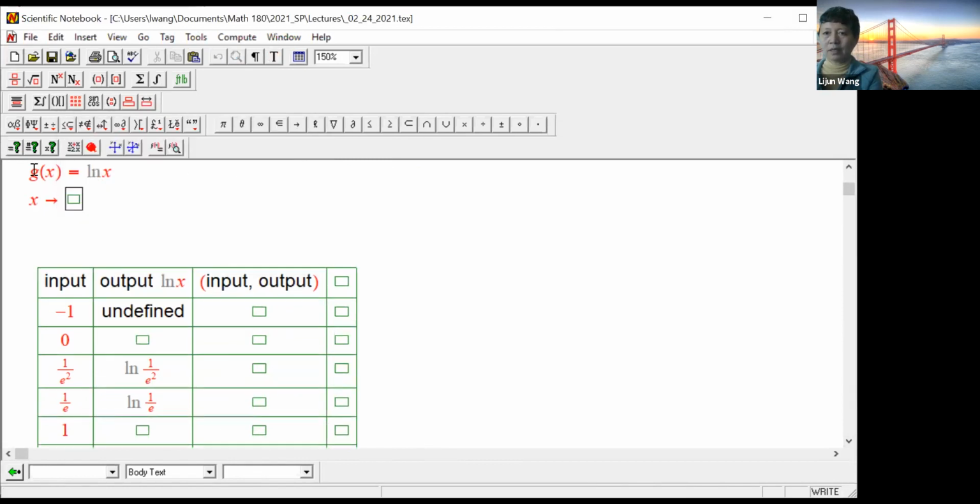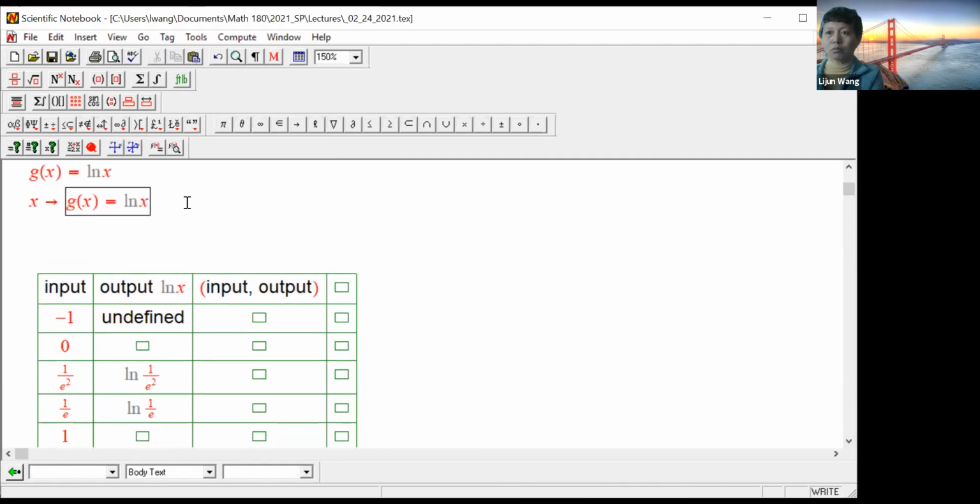Okay, and that function has a rule. That function is a rule. It produces output. If it is a function, for every input in the domain, there must be a unique output in the range, right? There must be a unique output in the range. So now let's see what is the rule. Do you guys still remember what is the rule?